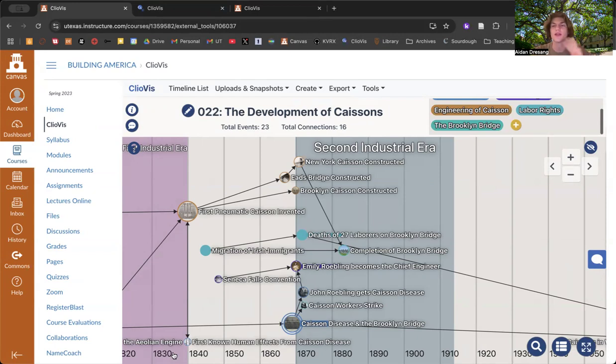Hi, I'm going to go over 3 ways that you can use ClioVis as an educator to help your students learn more effectively. So before we jump in, I'm going to go over what each of the 3 ways are.